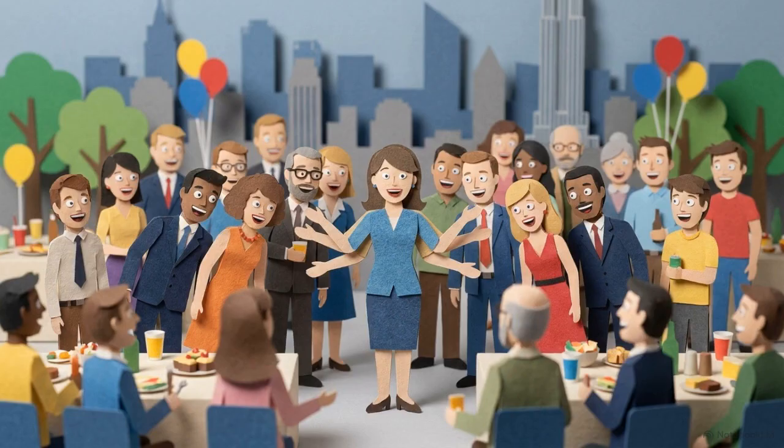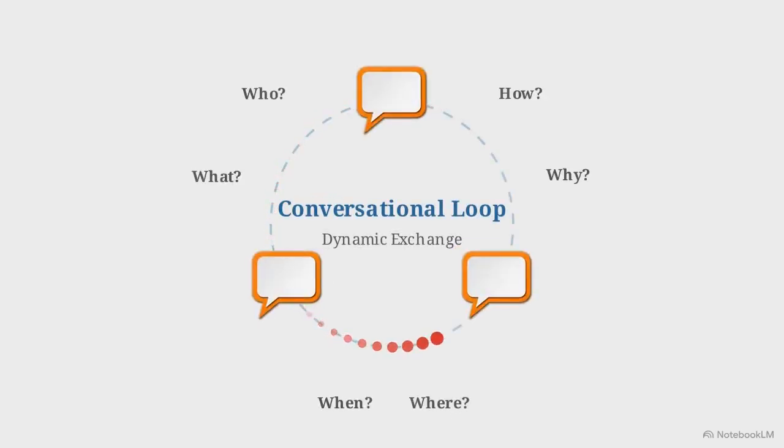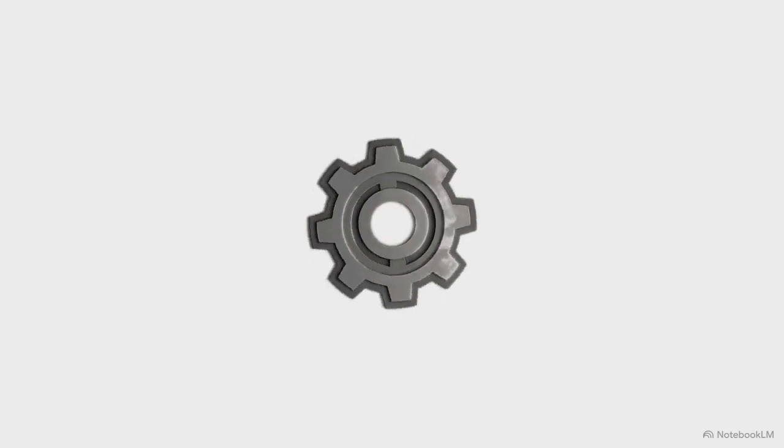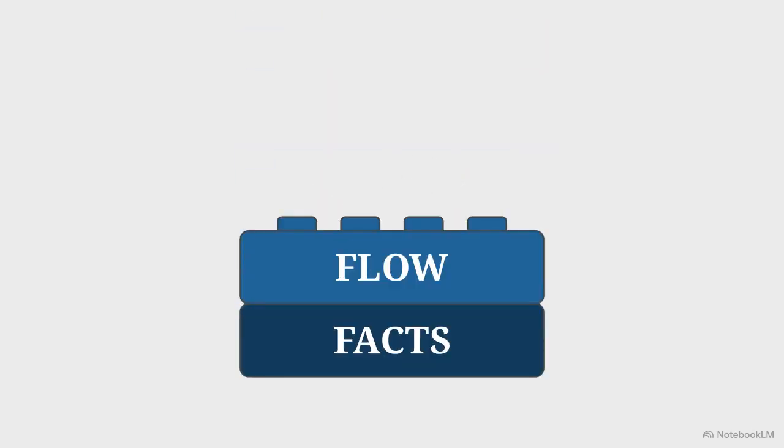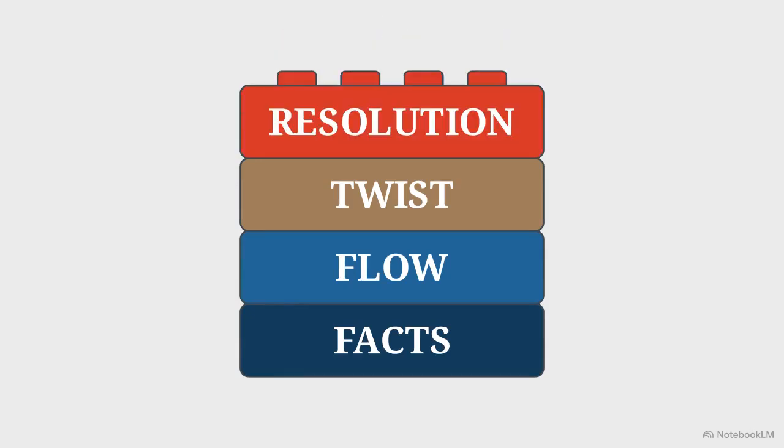Being able to tell a detailed, engaging story, an anecdote, keeps people interested. It invites them to ask follow-up questions and keeps the dialogue moving naturally. Building a story in a second language is a mechanical process. You construct it in 4 steps: the facts, the flow, the twist, and the resolution.